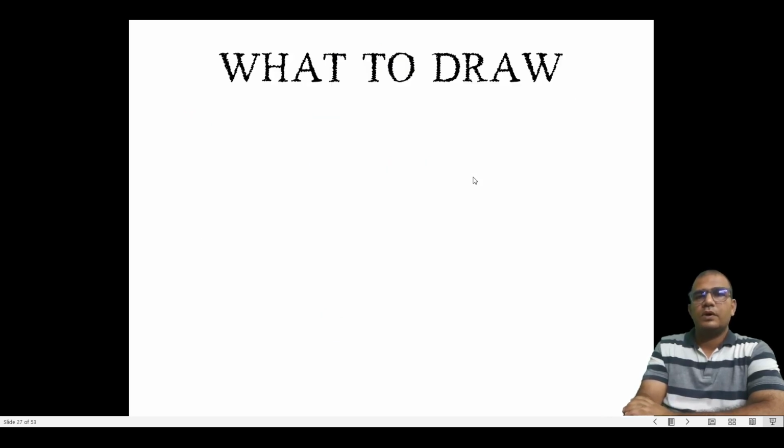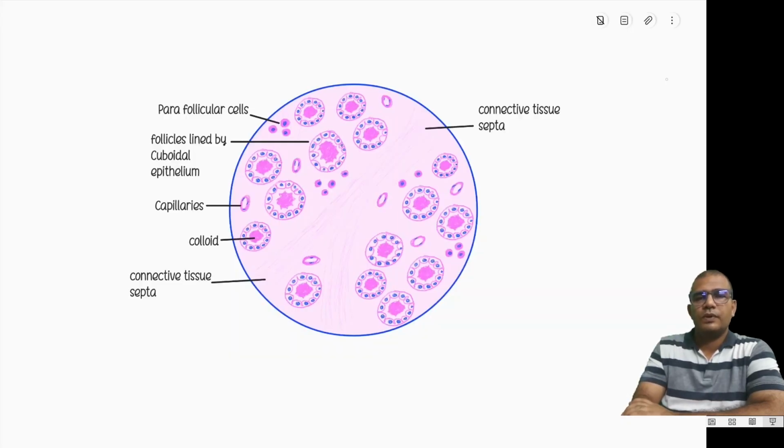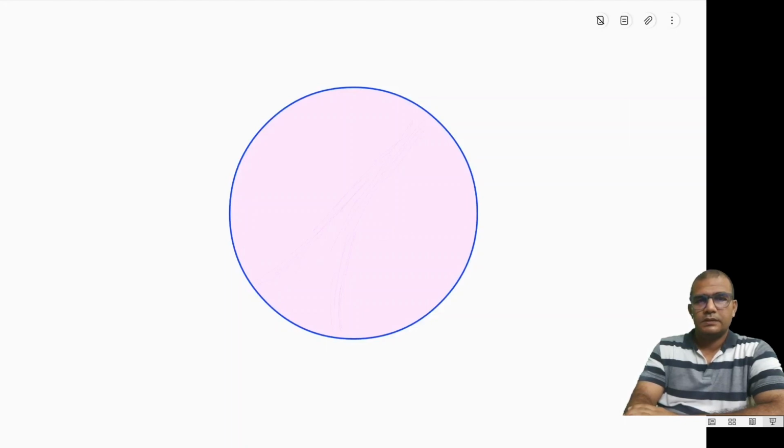So what do we have to draw? We have to draw a basic diagram of the thyroid gland. This is the diagram we have to draw for the thyroid gland. Let us see how to draw this diagram. We will begin with a circle.